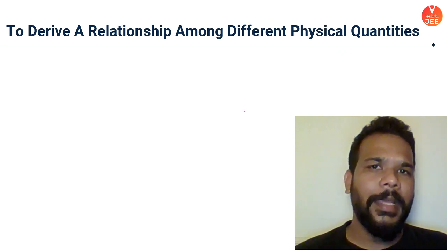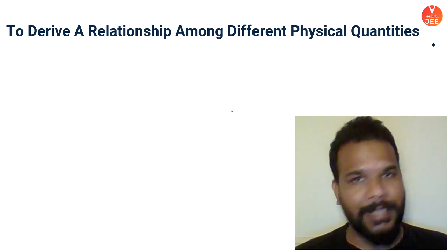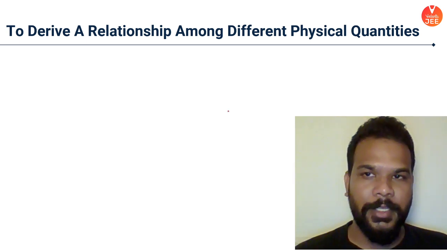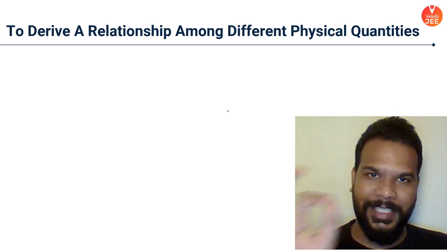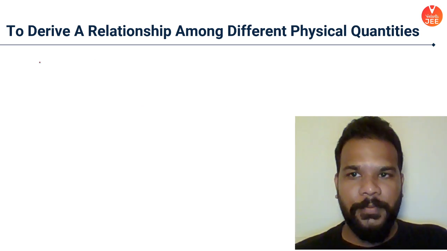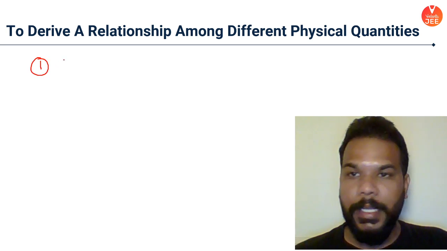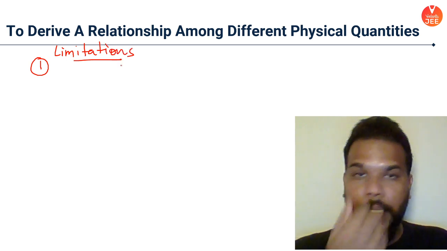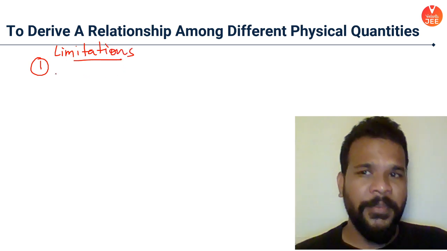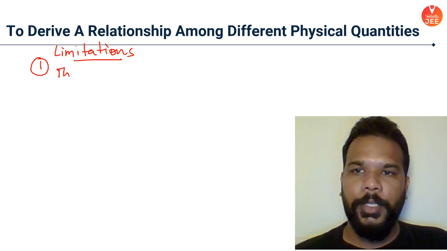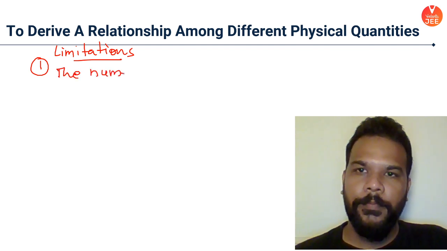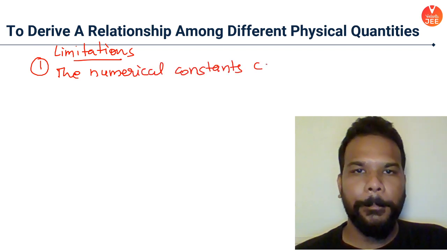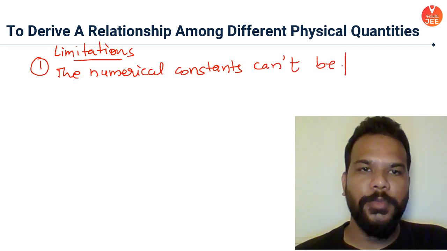Now, before I start explaining this to you, obviously with the help of example, I'm going to explain as I've done previously in the session for the other two applications as well. There are certain limitations with this particular application. The first one, I'm talking about the limitations. Okay, guys. So when I speak about the limitations of this application, the very first one is that the numerical values, or rather, I should say, the numerical constants cannot be found by using this method.